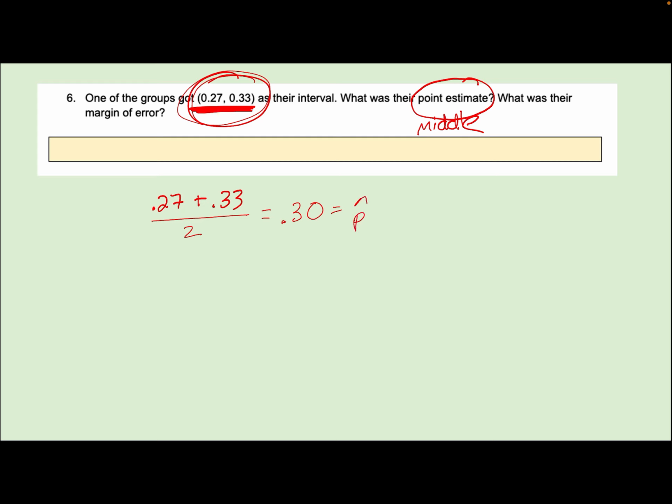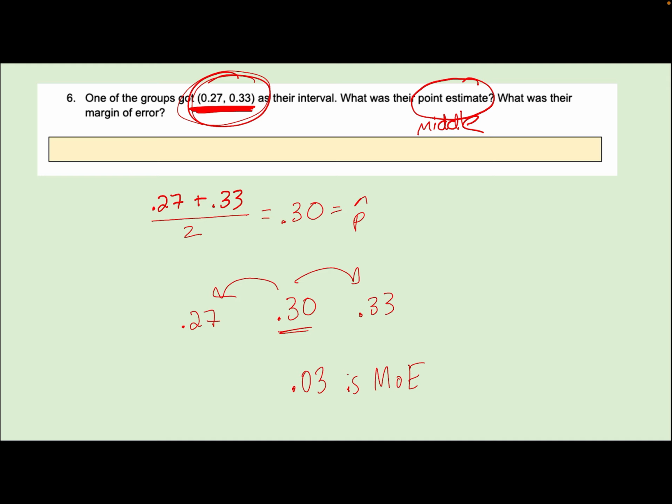For the margin of error, what are we adding and what are we subtracting in order to get to my interval? So if I've got 0.30 in the middle, what am I subtracting to get to 0.27? What am I adding to get to 0.33? And that is 0.03, is our margin of error.